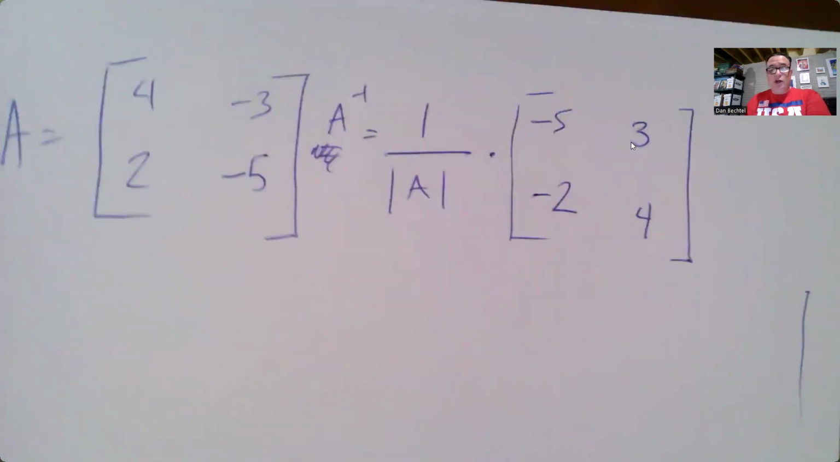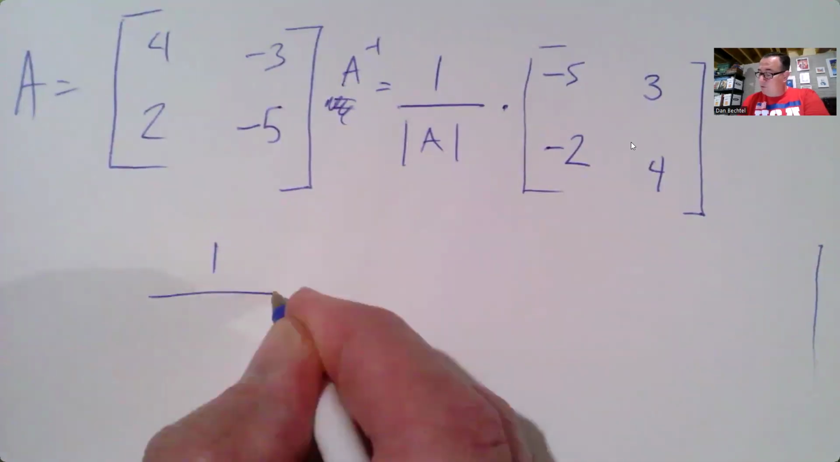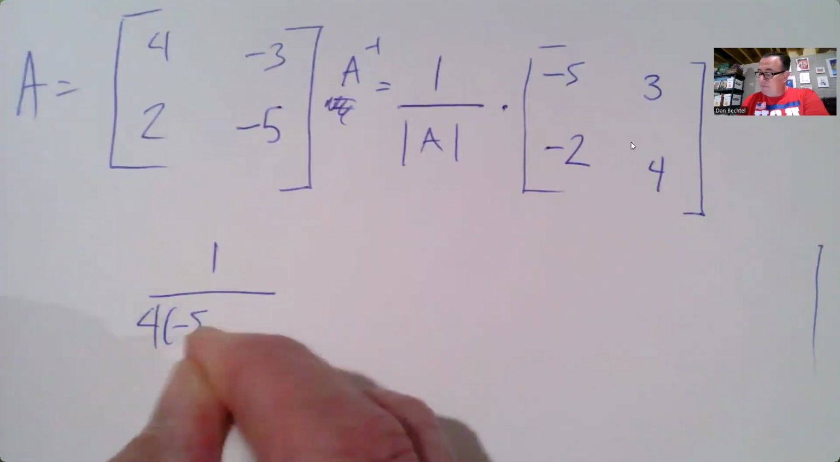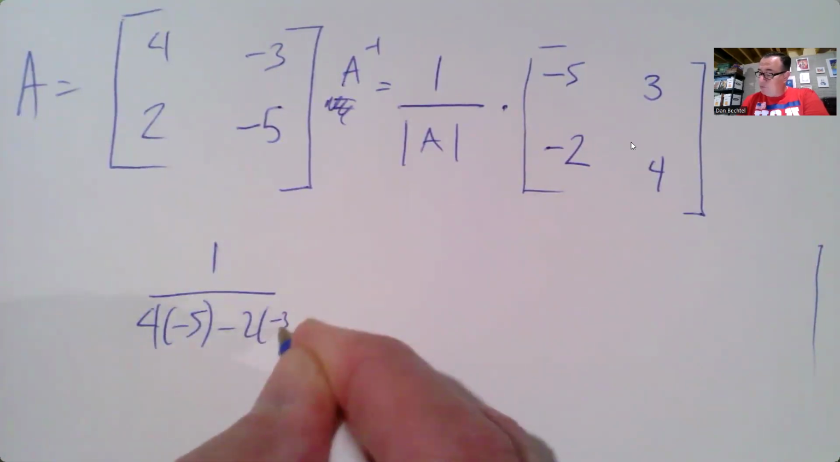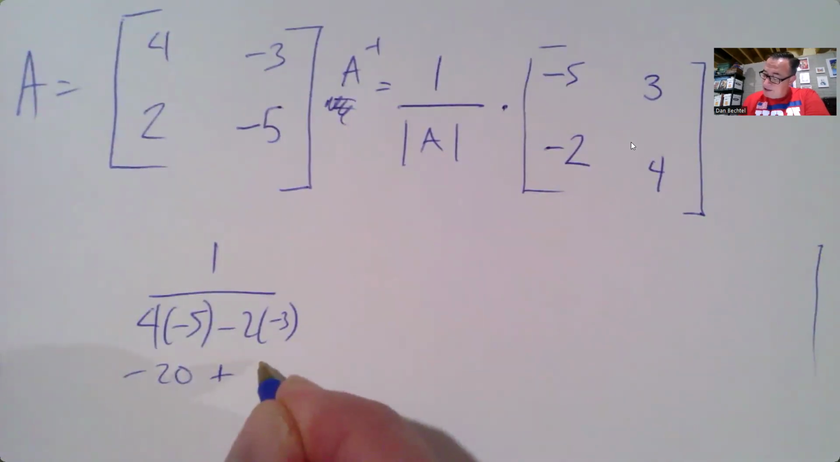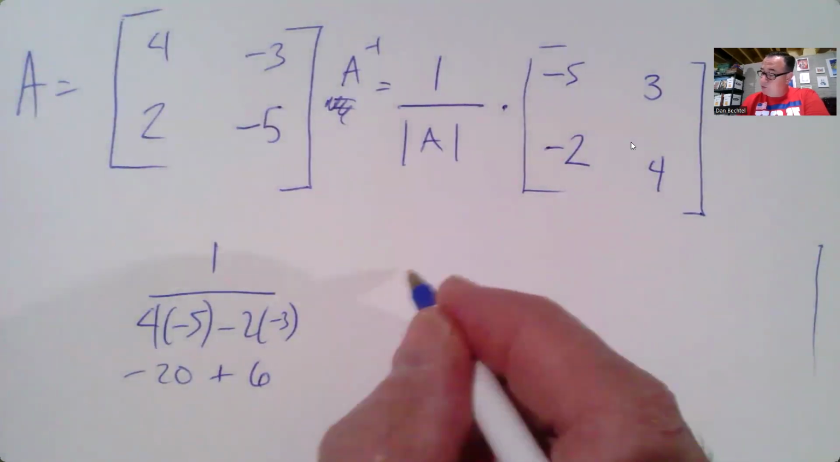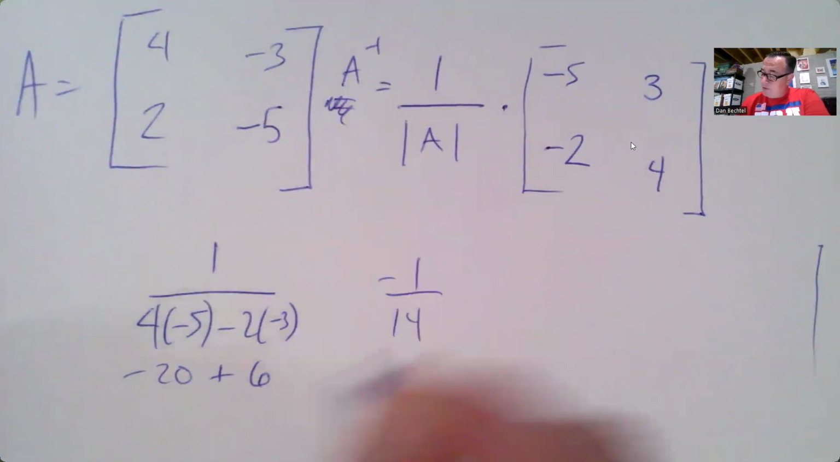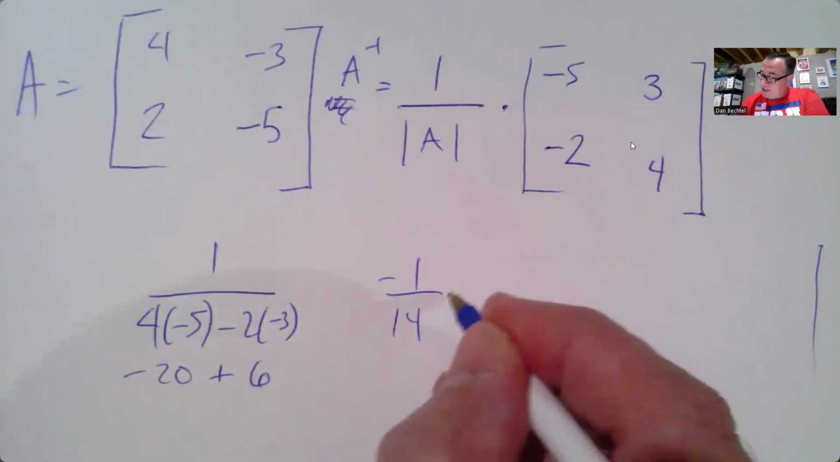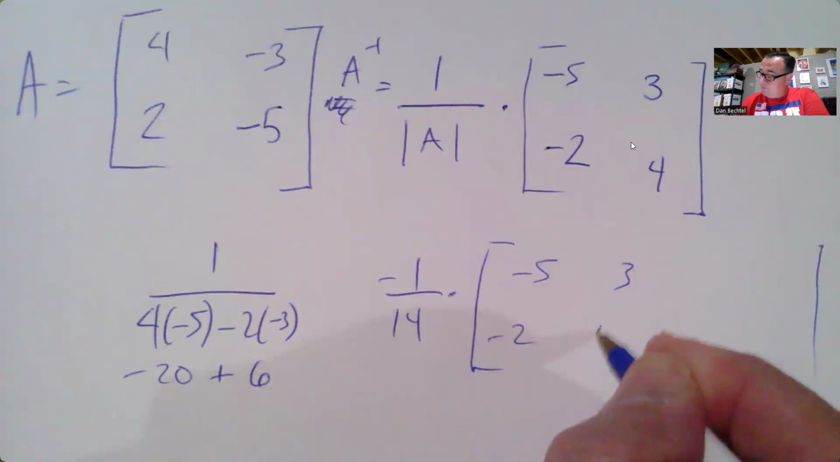Now, we actually have to go about finding that determinant to be able to work with it. So this will be 1 over 4 times -5 minus 2 times -3. So let's think about that. That'll be -20 plus 6, which is going to be -14. So what I'm doing is -1/14, that'll be a -14, times -5, 3, -2, and 4.